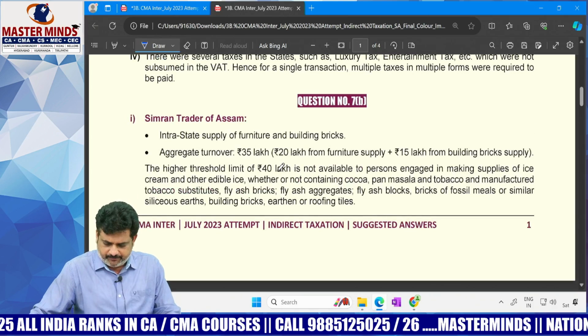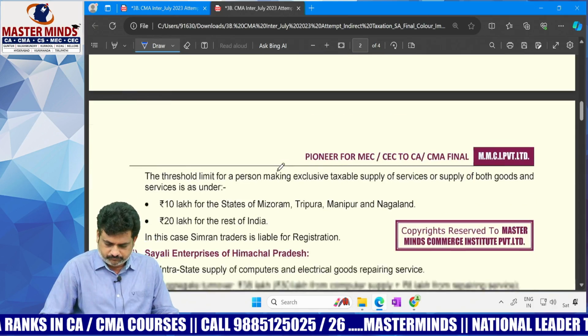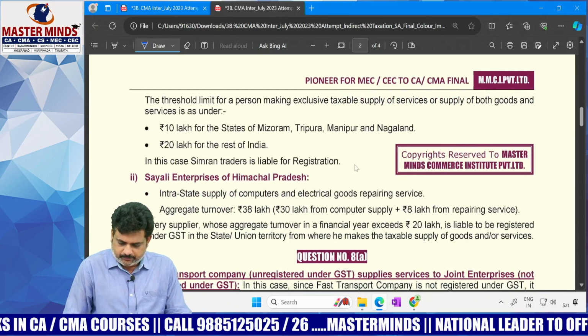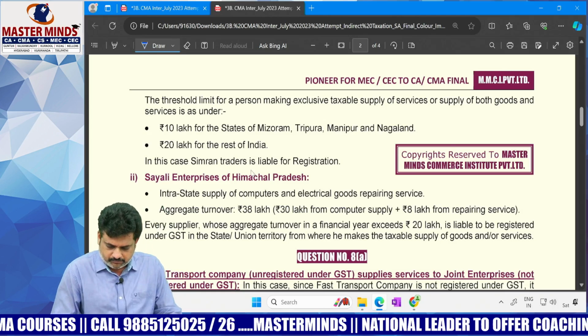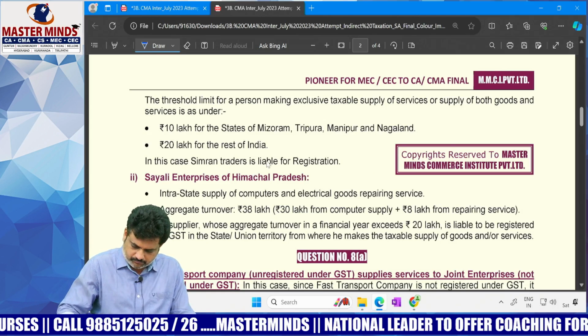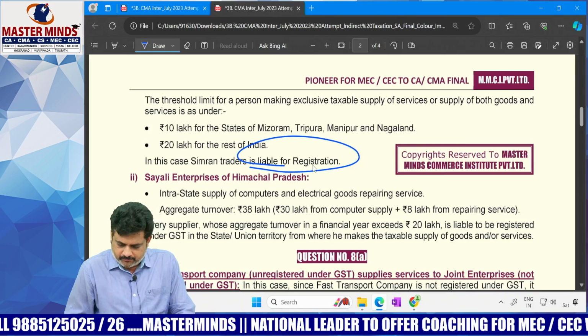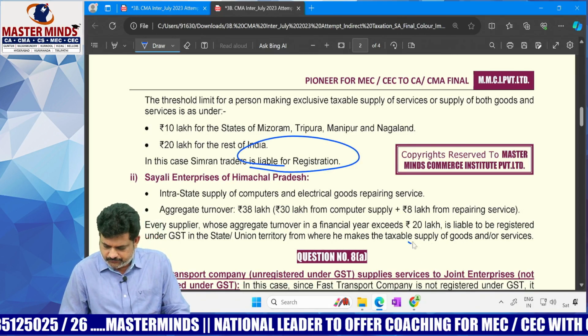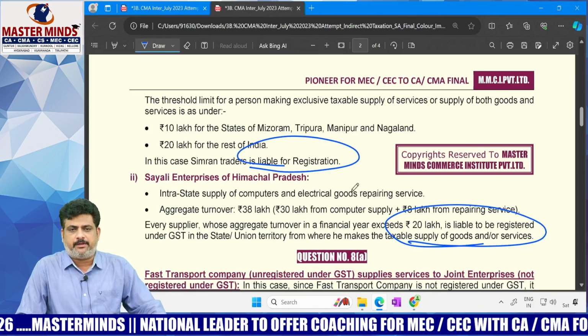7A, this is the 7B series. So Simran trader is liable for registration. See? This one is also liable for registration.